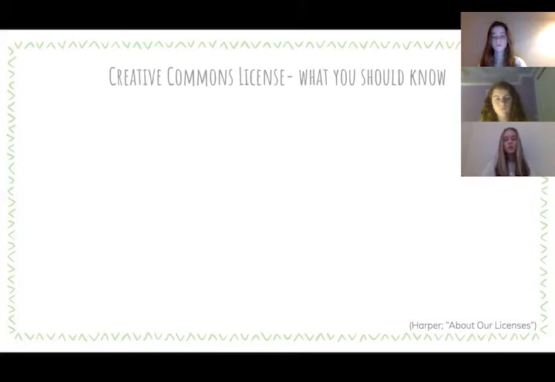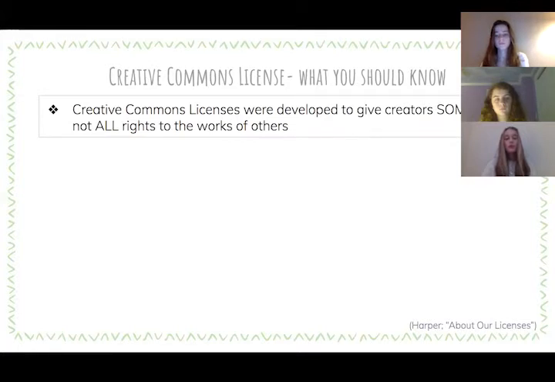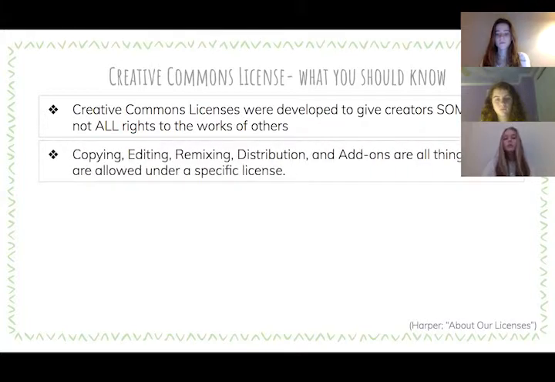Creative Commons license, some things you should know. Creative Commons licenses were developed to give creators some but not all rights to the works of others. This was definitely more than what copyright did, and to this day it's helped so many creators to publish their work safely. Next, we have the fact that Creative Commons licensing includes copying, editing, remixing, distribution, and add-ons. But some licenses include all and some don't. It all depends on what you want.